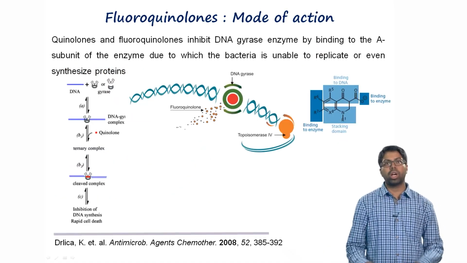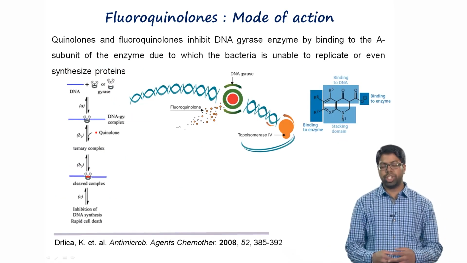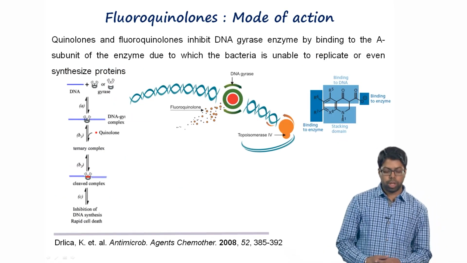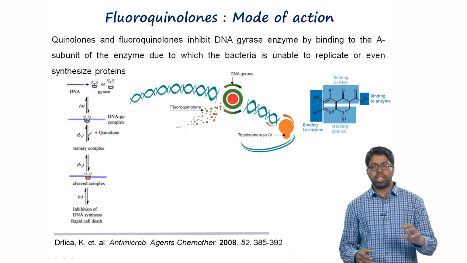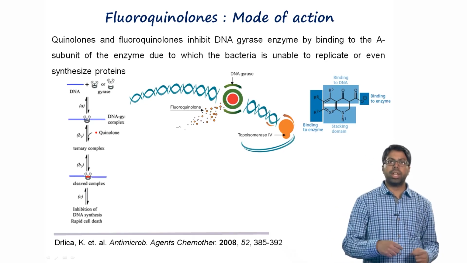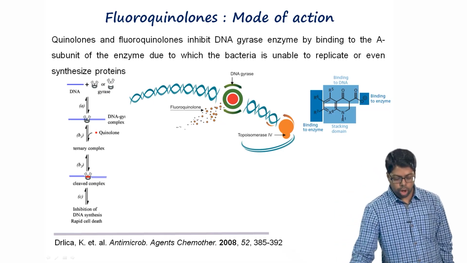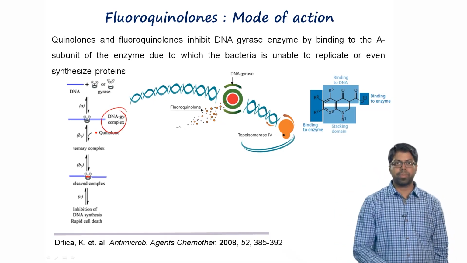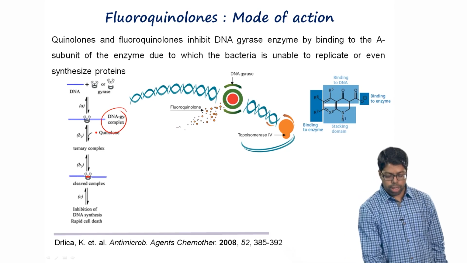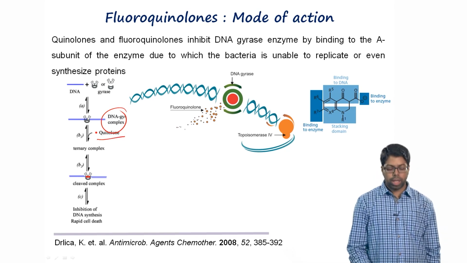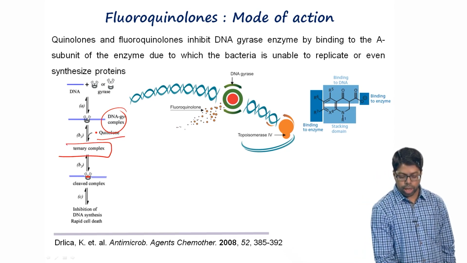Now let us have a quick look how these fluoroquinolones inhibit this DNA gyrase or topoisomerase 4 enzyme. So once the DNA is prepared for the replication process, this DNA gyrase enzyme comes into picture, or topoisomerase 4 comes into picture, and forms a complex called the DNA gyrase complex. Now this is attacked by these quinolones or fluoroquinolones, and that leads to a formation of this ternary complex.